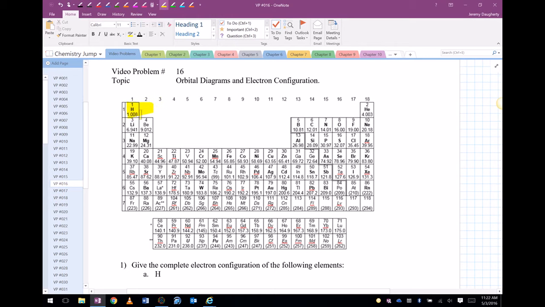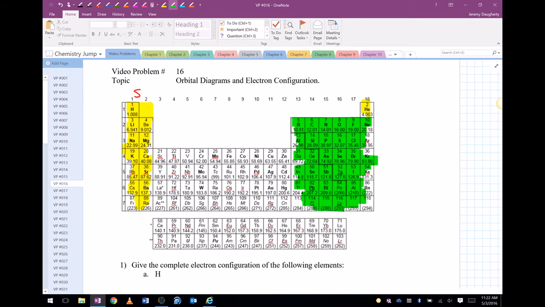So groups 1 and 2, the alkali metals, the alkaline earth metals, hydrogen and helium over here. Those are what are said to be the S block. And then we have groups 13 through 18 over here, a wide group of elements, and they are the P block. And then we have the transition metals here, some of the transition metals, not all of them. And this is the D block. And then down below here is the F block.